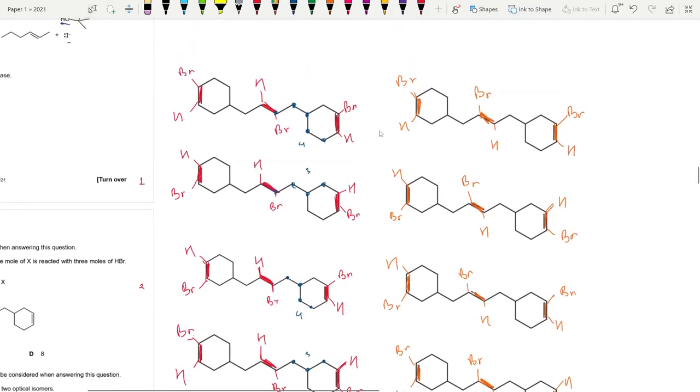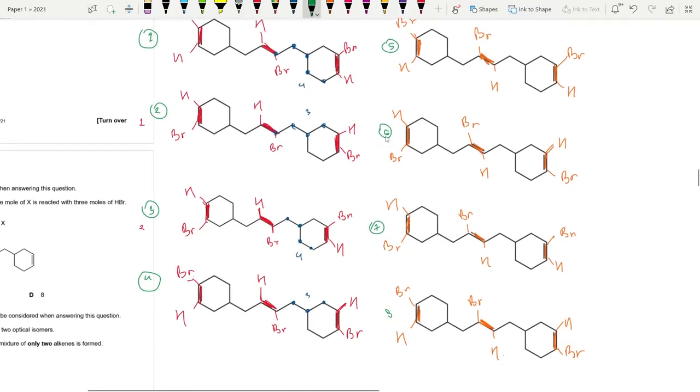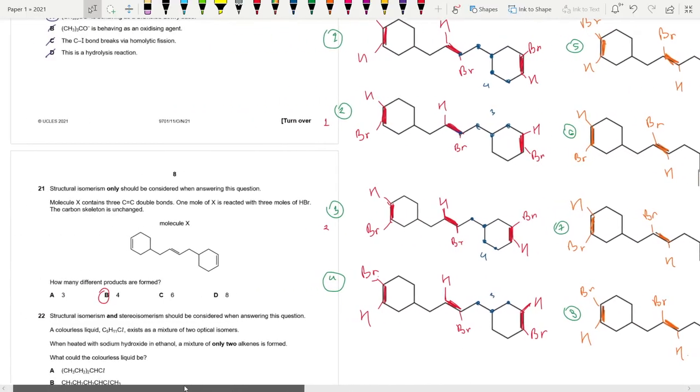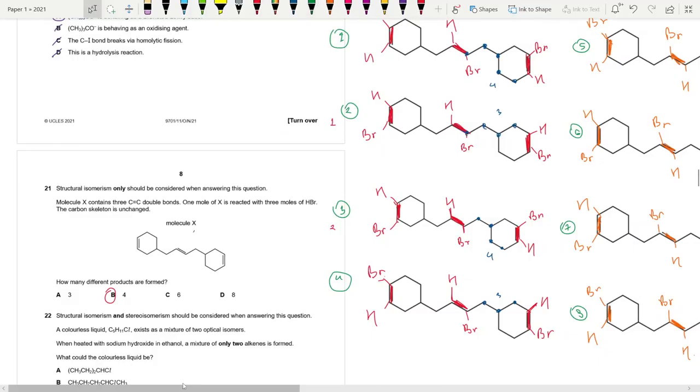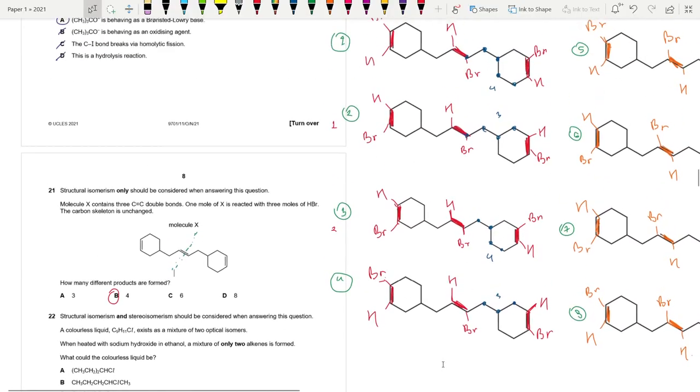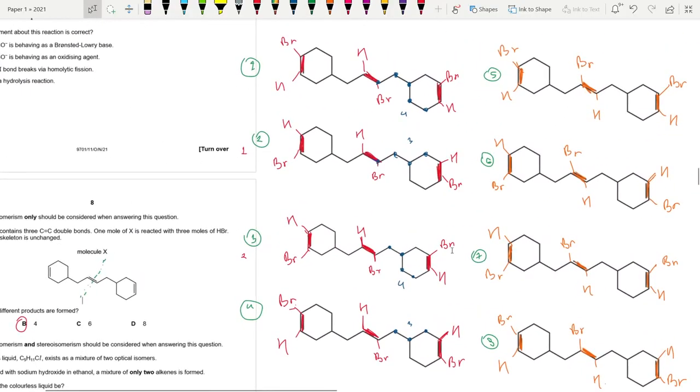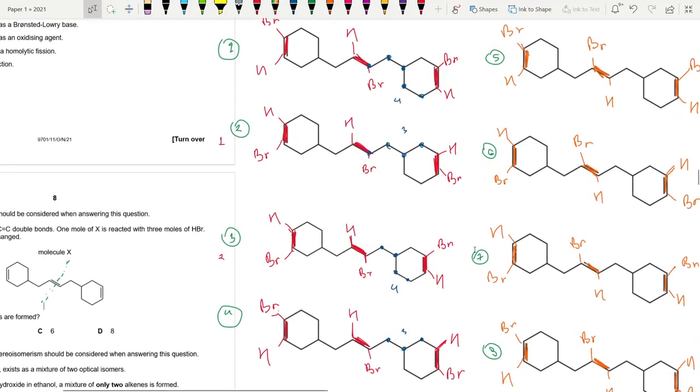I'm naming them as compounds 1, 2, 3, 4, 5, 6, 7, 8. You guys need to understand that these are symmetrical. They are symmetrical, so we can find this out in an easy way. I'm going to tell you how later, but let's find it out manually first. So of the 4 compounds, 1 and 3 match.